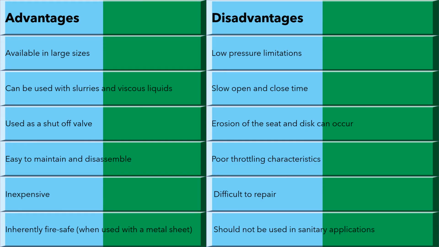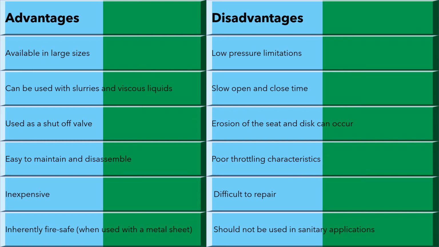Now, advantages and disadvantages. For everything that is used in any field, there are advantages and disadvantages, so pros and cons are always there. If we talk about gate valves, they are available in large sizes. They can be used for slurries and viscous liquids, can be used as shut-off valves, can be easily maintained and disassembled, and are also inexpensive and inherently fire safe. So they can be used with a metal sheet as well.